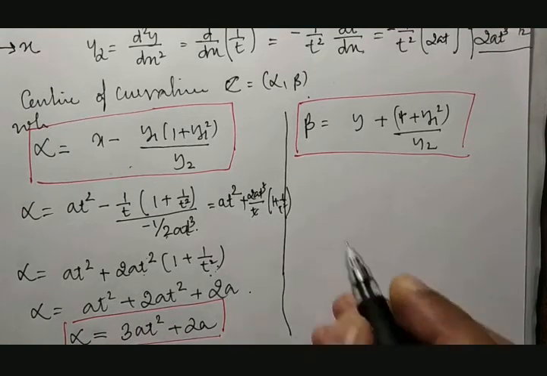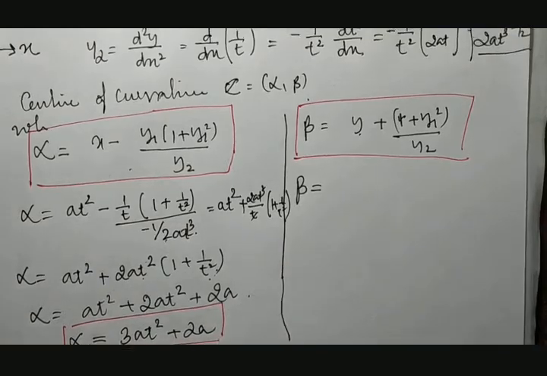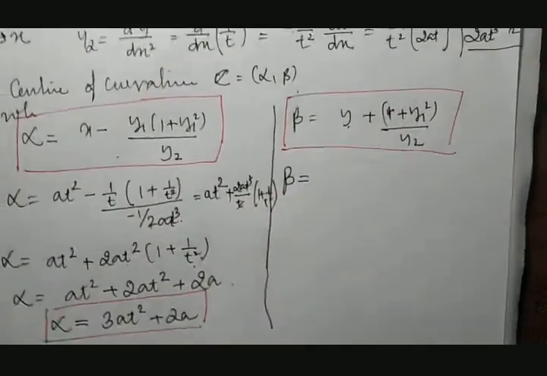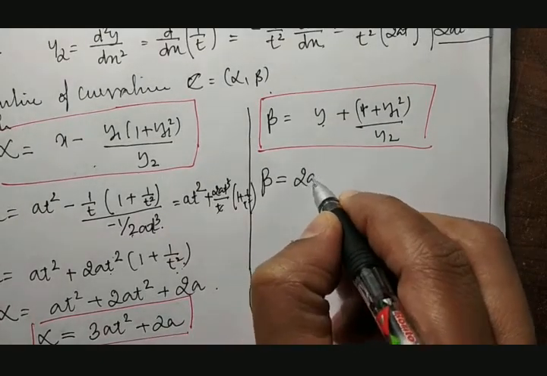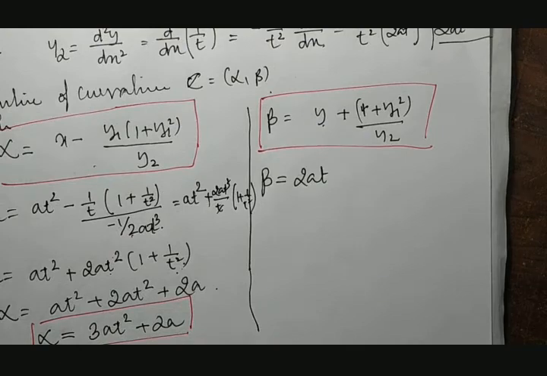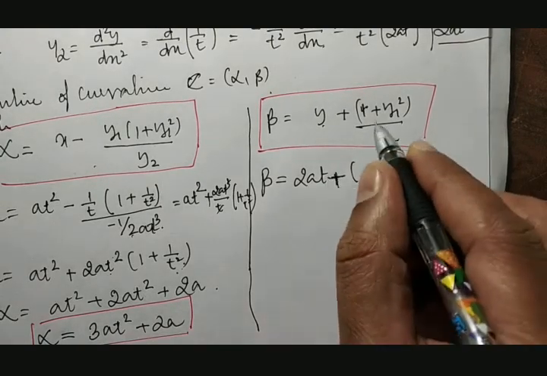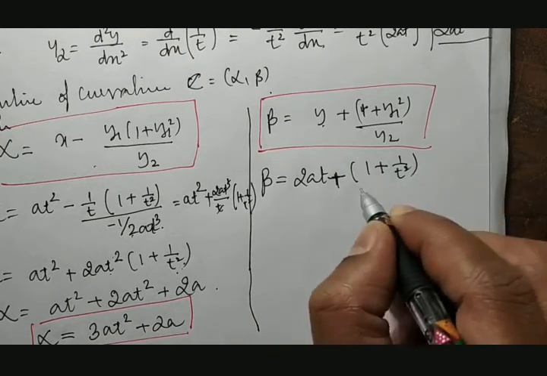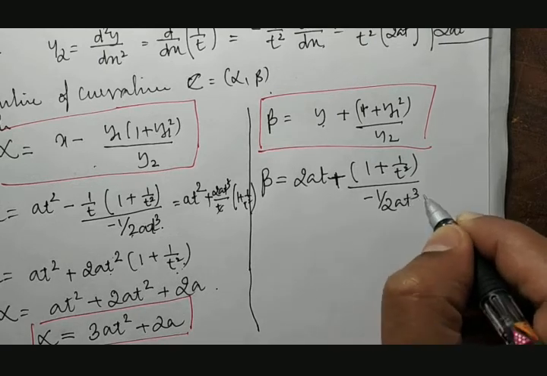Similarly, let us calculate beta. So beta is equal to y. What is the value of y? Y is nothing but 2at, plus 1 plus y1. Y1 is 1 by t. The square means 1 by t square, divided by y2, which is minus 1 by 2at cube.